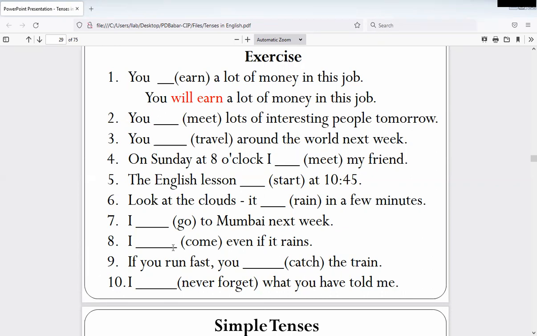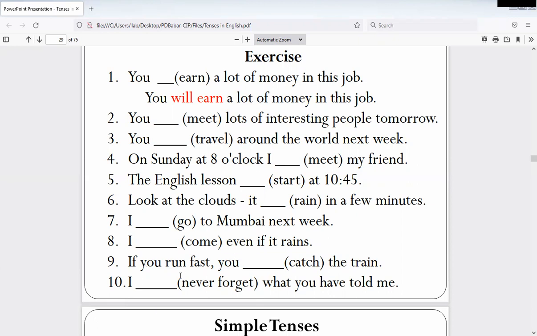The eighth sentence is, I (come) even if it rains. I come even if it rains. So here we will use I will come. I will come even if it rains. Okay, I will come even if it rains.